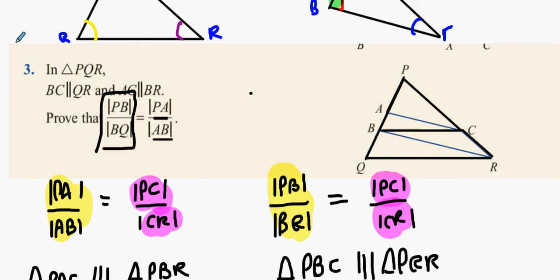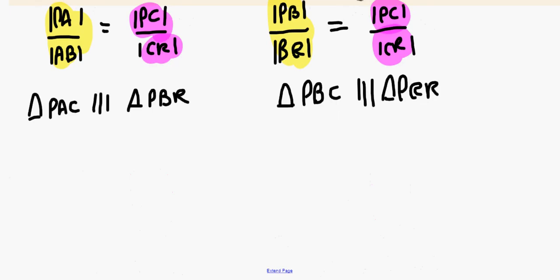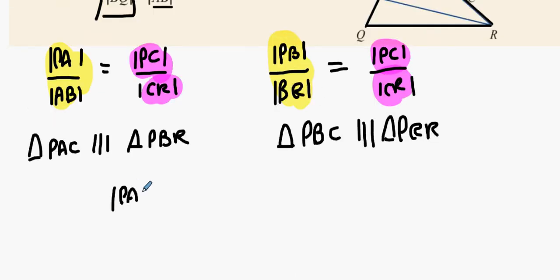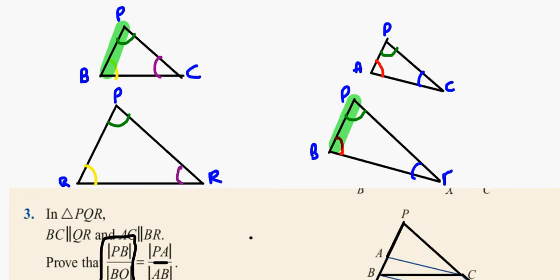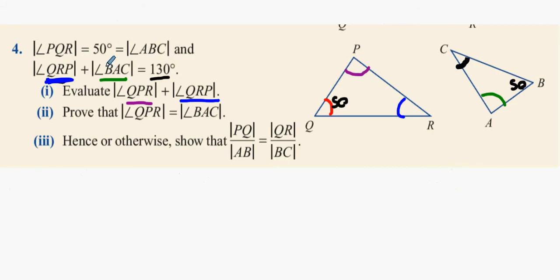Okay. So therefore, we can now join the two yellow parts together to get PA over AB is equal to PB over BQ. And you're done. Okay. Next we're going to do is question 4 from earlier. Okay. Now, once again, I'm just going to number these. Numbering these might be the best way for me to do this, okay?